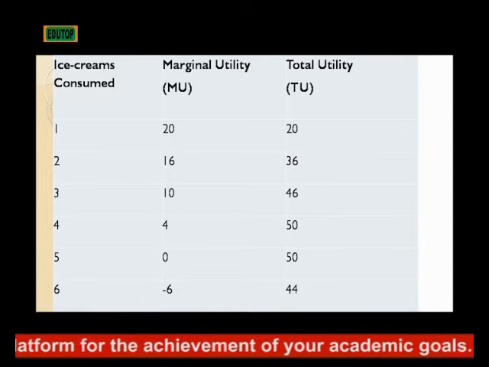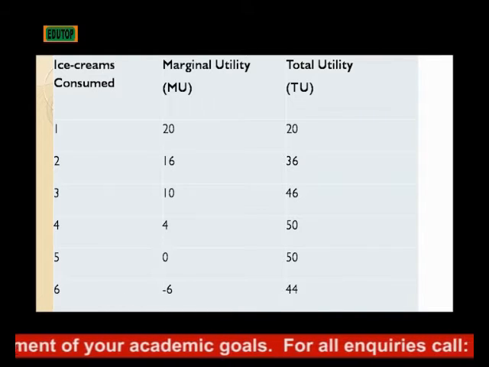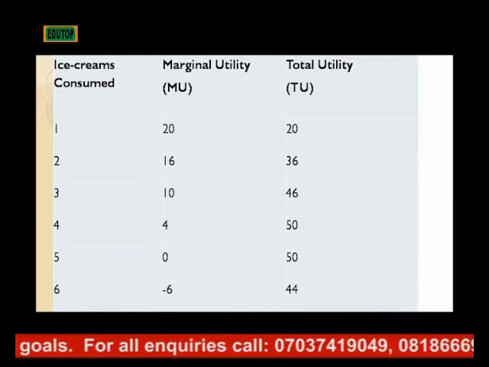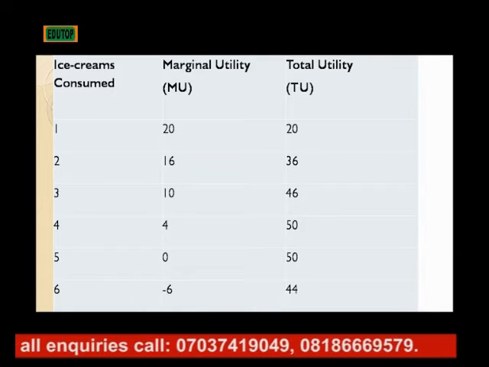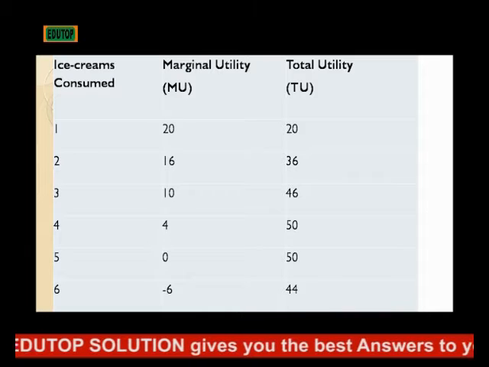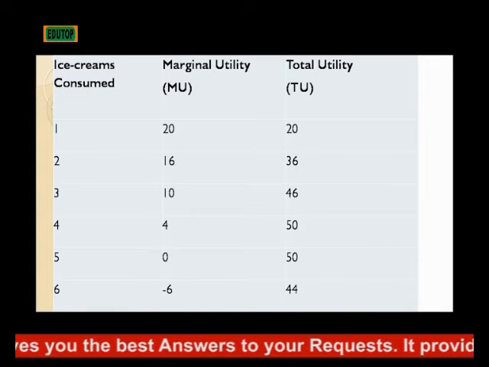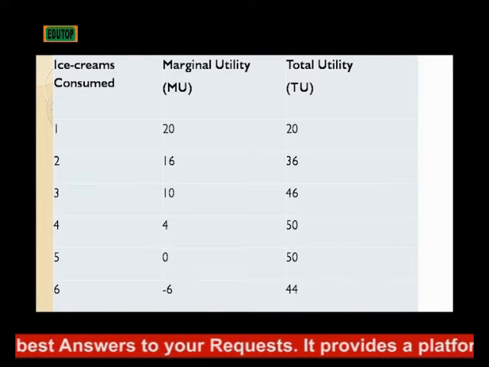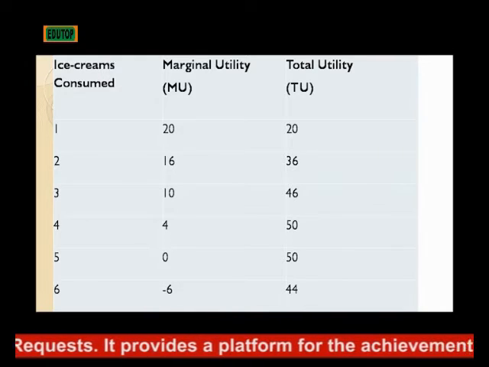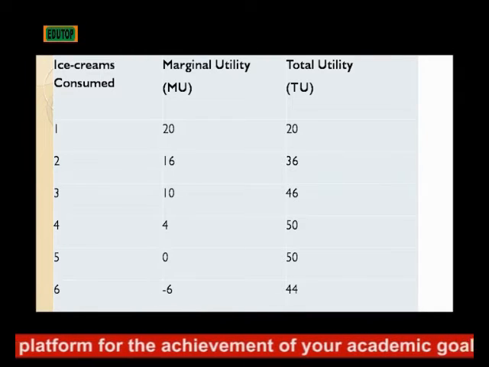And if the consumer or the student now continues to get another extra one, which will make it the sixth one, then the total utility will reduce to something like 44. In that case, the difference between 44 and 50 becomes minus 6. That minus 6 is what we refer to as disutility. That means it doesn't give any satisfaction again, but it's giving dissatisfaction. In that case, the ideal thing for such a consumer is to stop consuming such products at that moment in time.